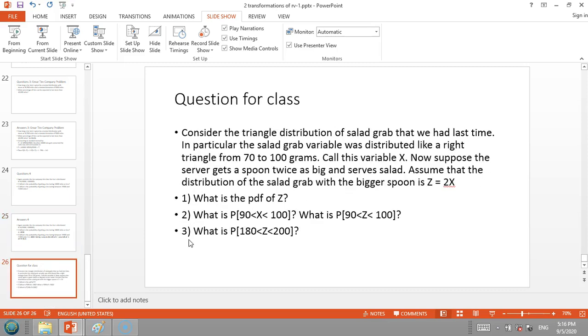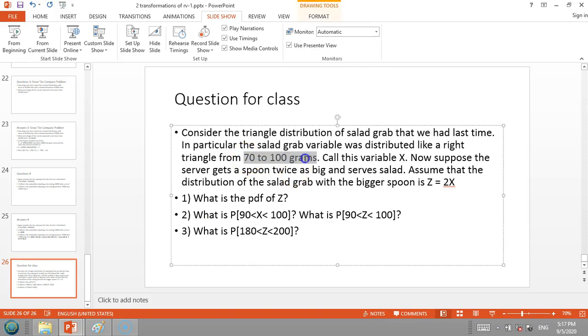Hello, everybody. Again, I'm back. So here's the prompt for the class. You guys remember in the previous lecture, we had the prompt for class also. And it was about the salad and the salad grab and the distribution of the salad grab. And if you remember, the distribution was like a right triangle between 70 and 100 grams. So call this variable x, this random variable of salad grab.